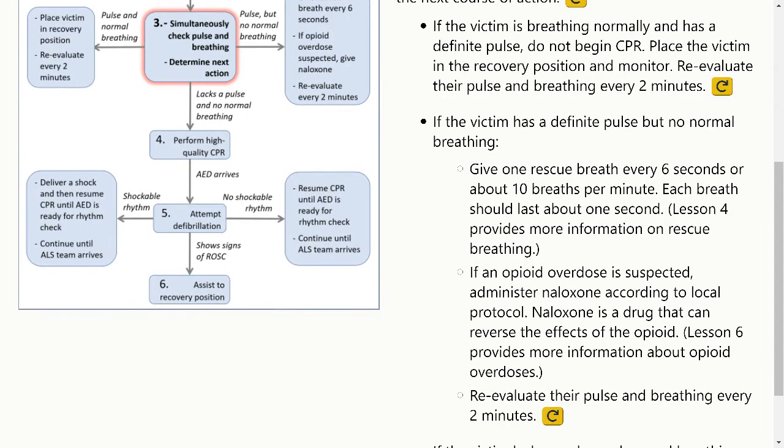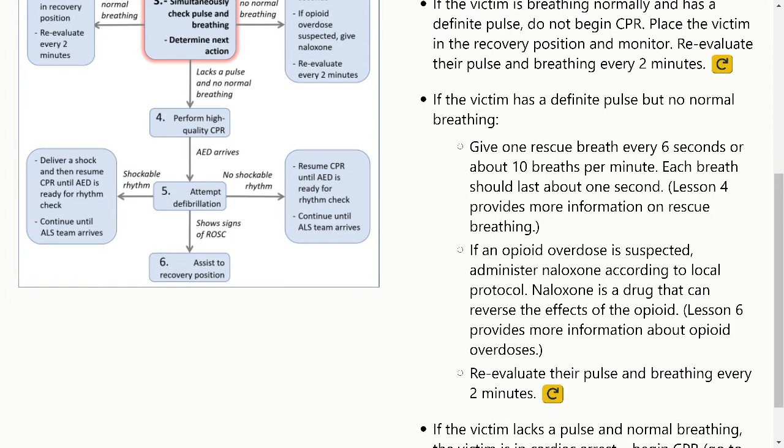If an opioid overdose is suspected, you'll give naloxone according to local protocol. Naloxone is a drug that can reverse the effects of the opioid. When people overdose, they're messing with their respiratory system. They could take medicine that knocks out their respiratory drive, so they won't have that autonomic response to breathe. That's what happens when people OD.